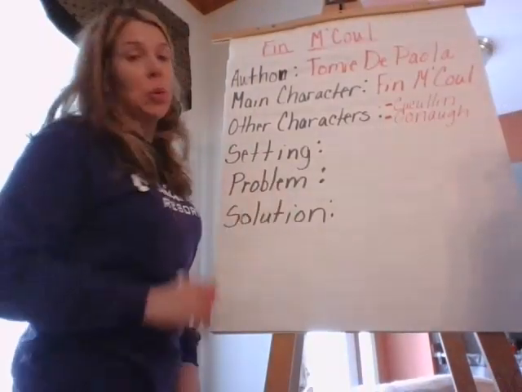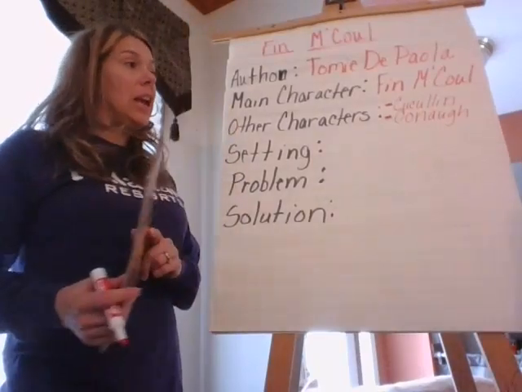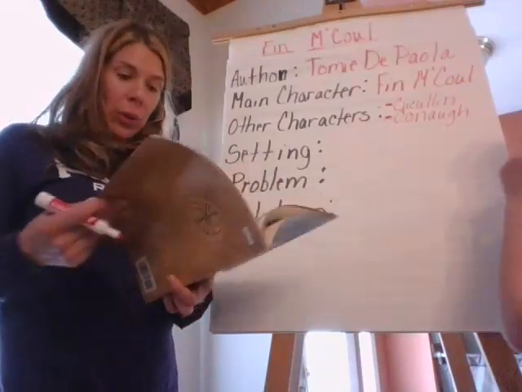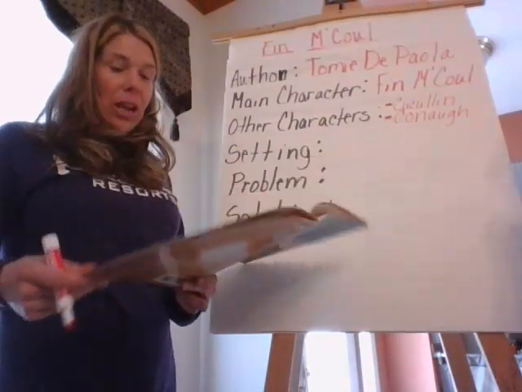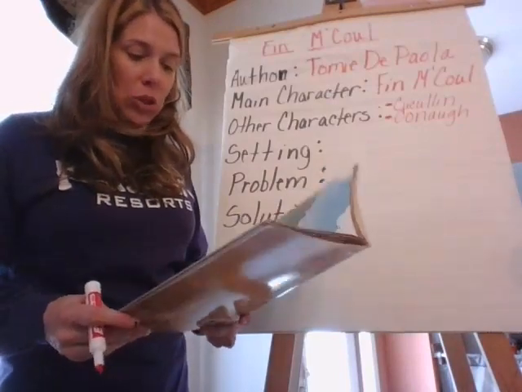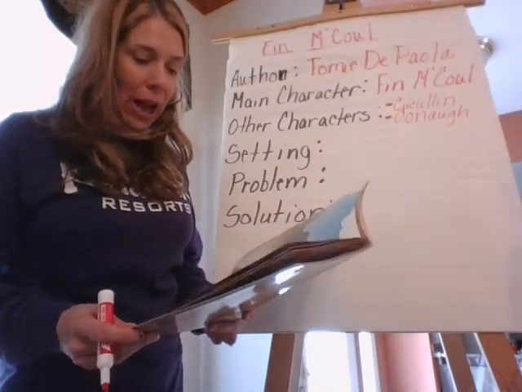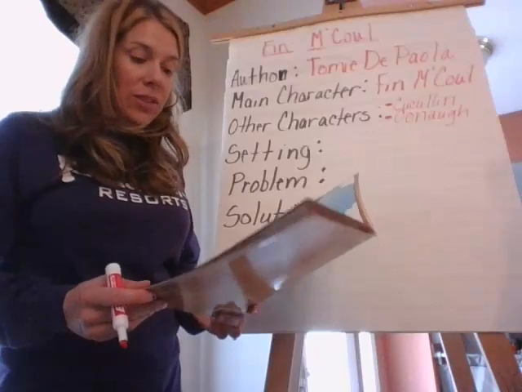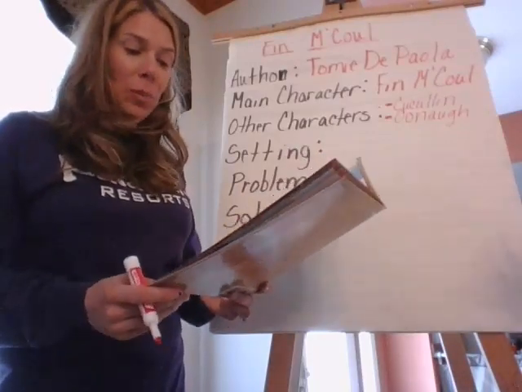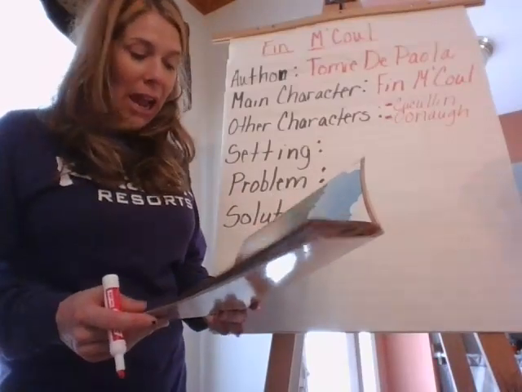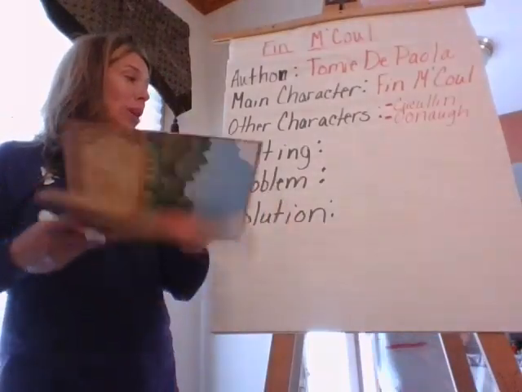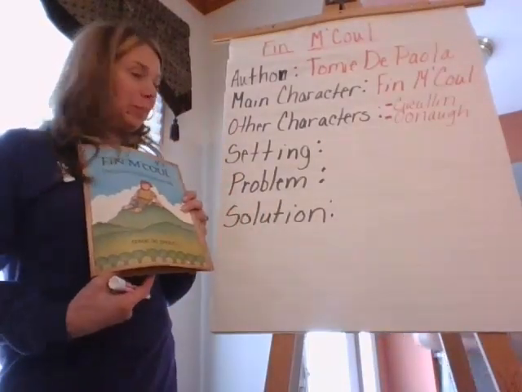Next, we're going to go to our setting. And our setting is where and when the story takes place. I'm going to go ahead and read the first page to you out loud. In olden times, when Ireland's glens and woods were still filled with fairies and leprechauns, giants too lived on the fair Emerald Isle. One of the finest of those big folks was Finn McCool, who was wed to the lovely great lass Una. Vinny, where do you think this takes place?